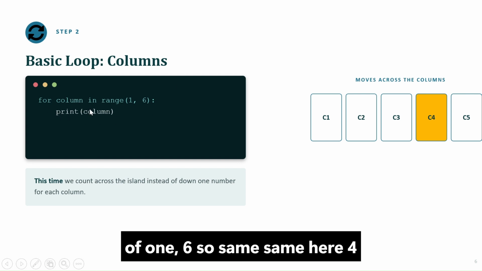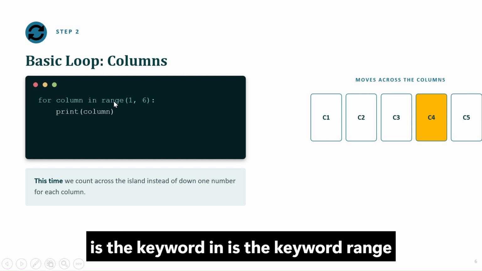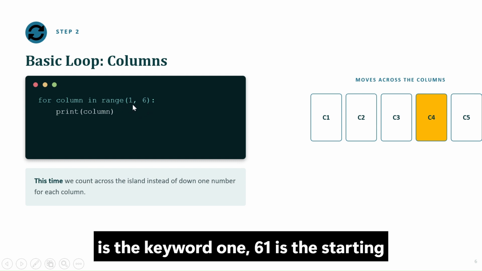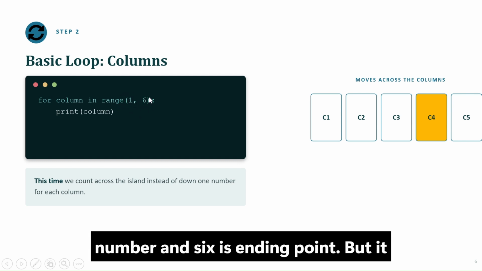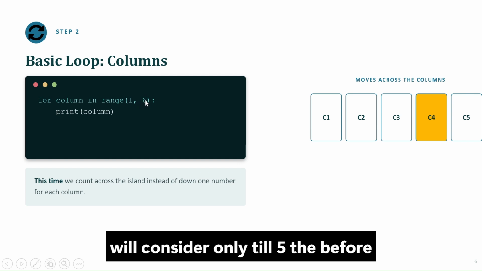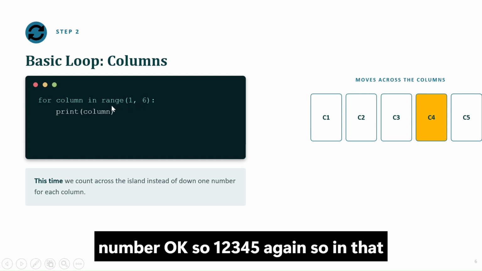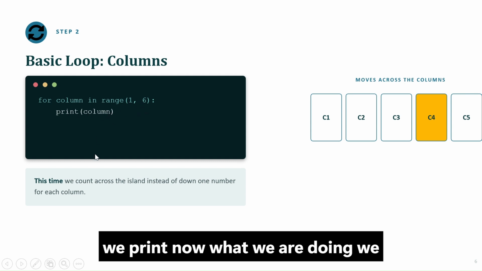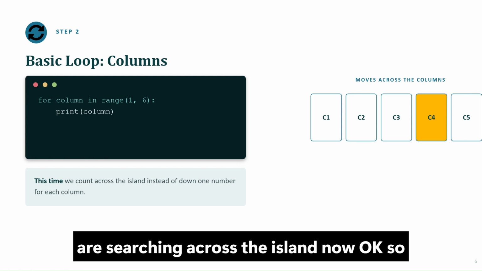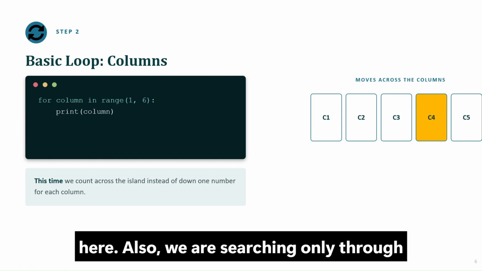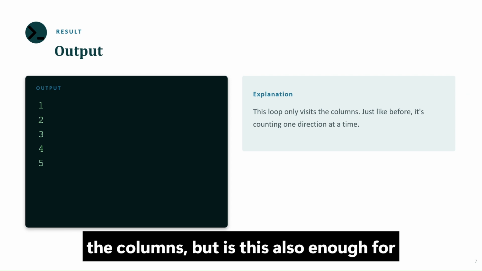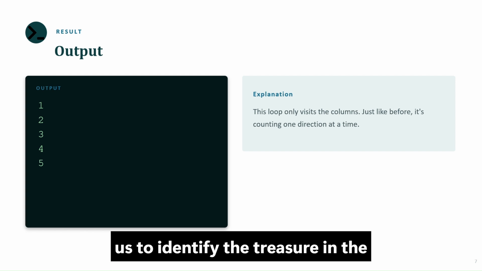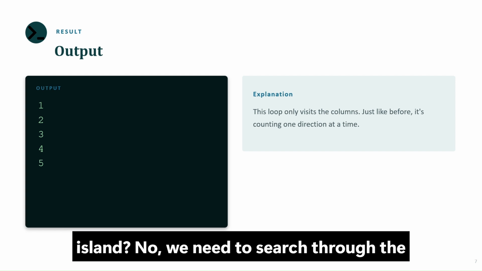So for column in range of 1 comma 6. Same as before, for is the keyword, in is the keyword, range is the keyword. 1 is the starting number and 6 is the ending point, but it will consider only till 5, the number before. So 1, 2, 3, 4, 5 again, and it will print the column here. So now we are searching across the island, but here also we are searching only through the columns. Is this enough for us to identify the treasure in the island? No, we need to search through the rows and also through the columns.